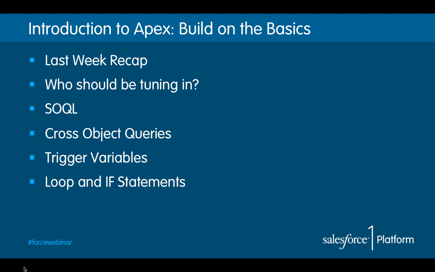So when we talk about some of the limits of the declarative platform and when is a good time to use a trigger versus using a workflow rule, cross-object queries is absolutely the answer to that. We're also going to talk about different variables in our triggers and how we would use those. And David's going to go through and write an if statement for us, and we're going to write an if statement trigger together at the end.